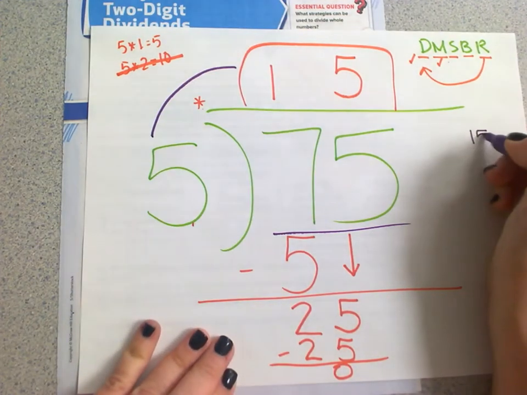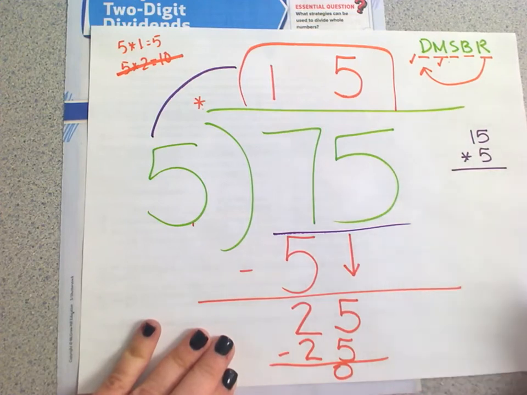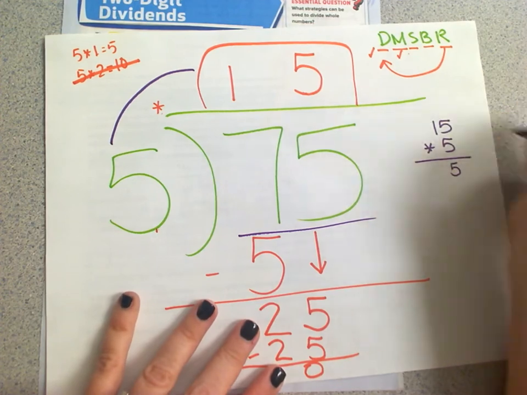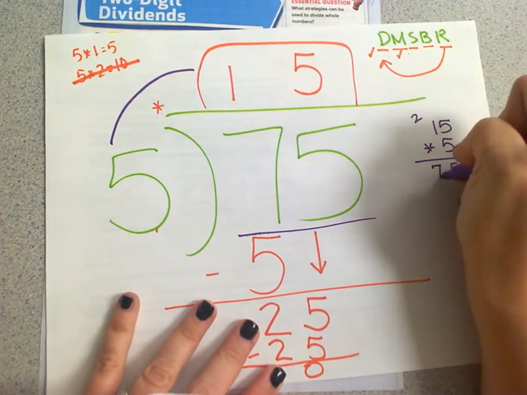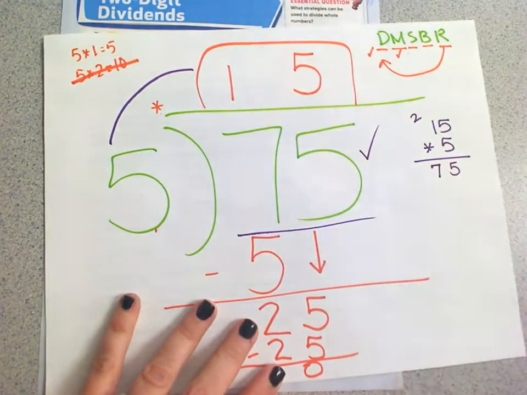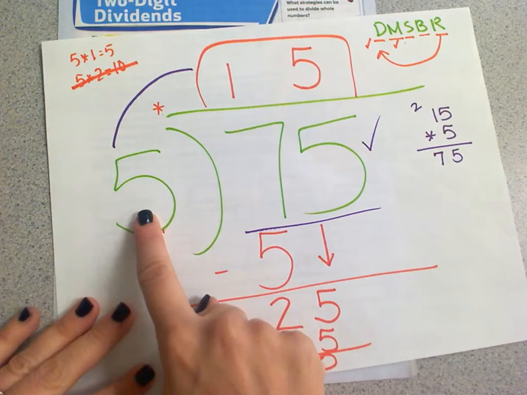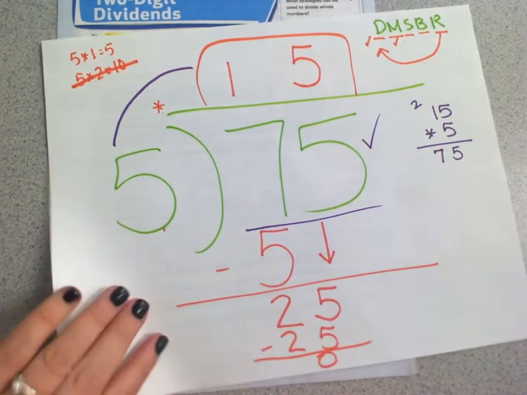Let's try that over here. This is how we're going to check our work. 5 times 15, or 15 times 5. 5 times 5 is 25. 5 down, carry the 2. 5 times 1 is 5 plus 2 is 7. It checks out. When I multiply my quotient by my divisor, I get my dividend, and that means I did this correctly.